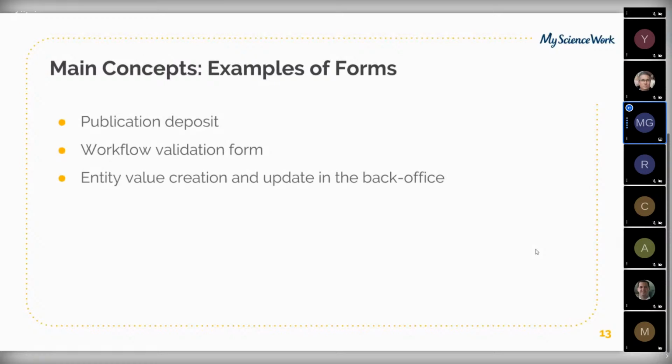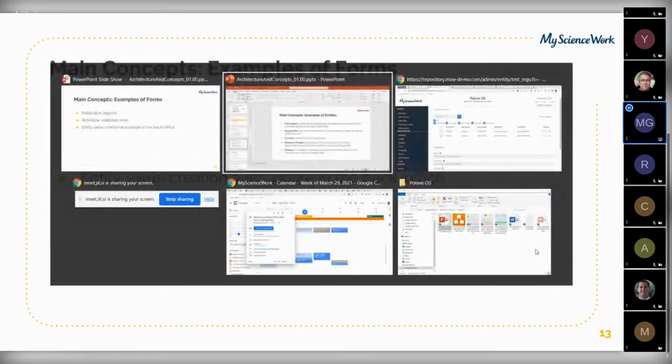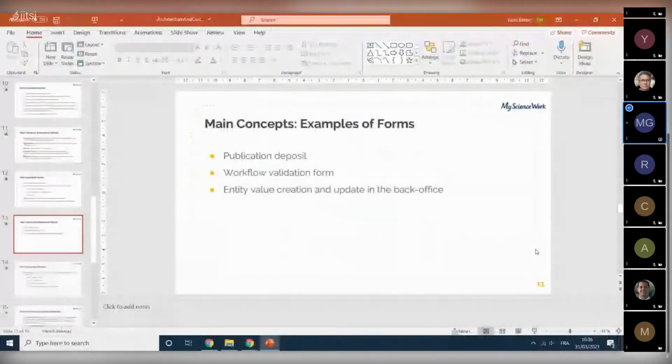Examples of forms: we have the deposit forms for any type of entity. We have the workflow validation, which is basically the forms that are going to allow you to say, well, I reject or I approve a specific action in the workflow. And then the one I used actually, which was the entity creation and update in the back office, the one that was just below the table that I was showing you.